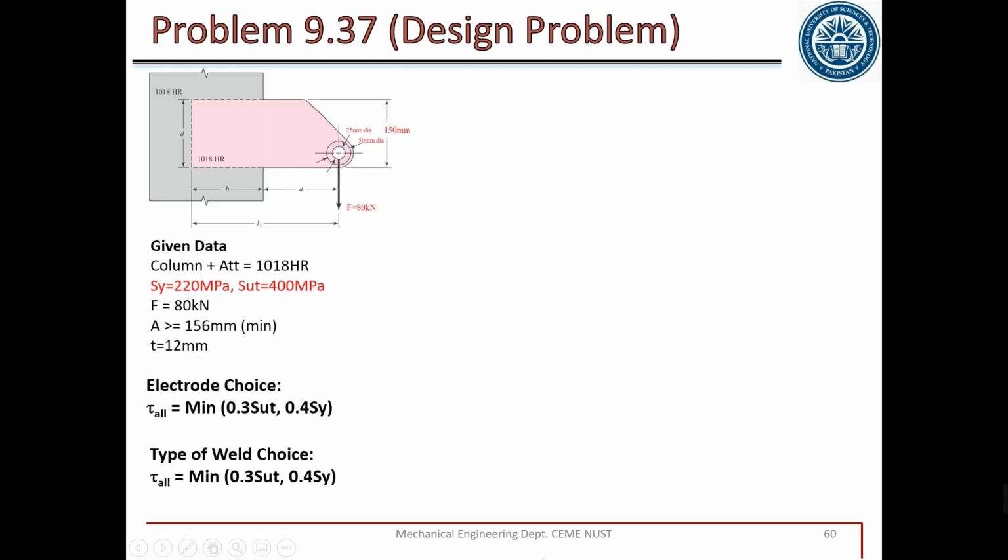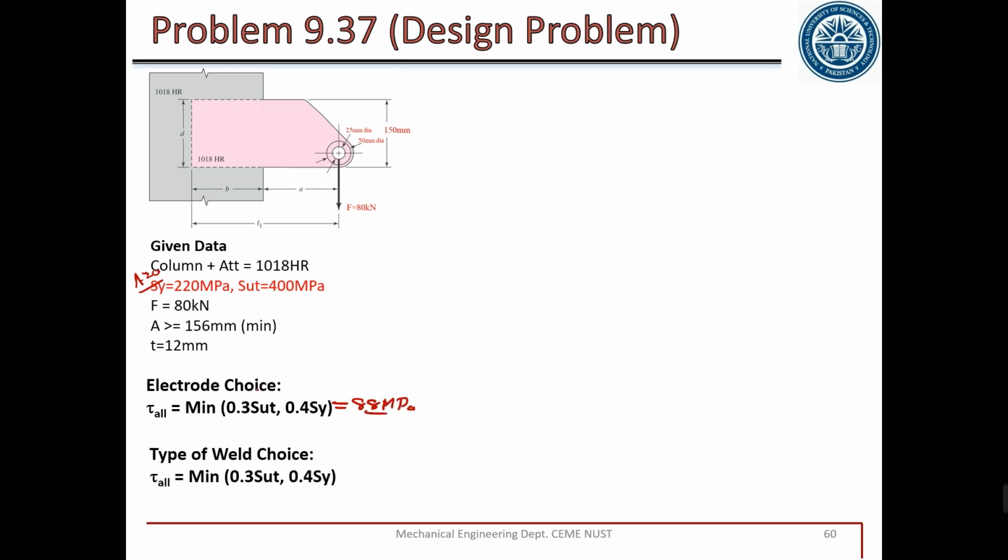For this specific problem, to save your time, I have already typed most of the data. Both materials are made of 1018 hot rolled. So from table A20, check the value of S_y and S ultimate, and from these values we should find tau allowable. It is either 0.3 of S ultimate or 0.4 of S yield. It is exactly the same data as the previous problem. So the tau allowable is 88 MPa.